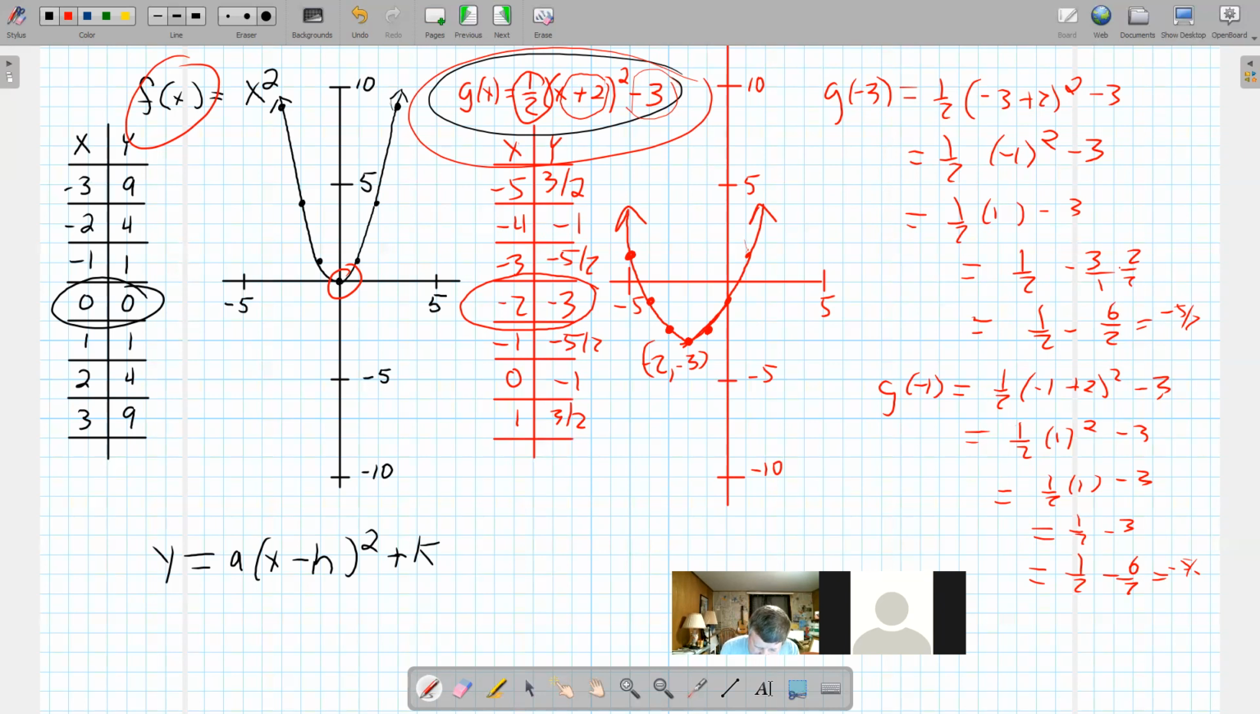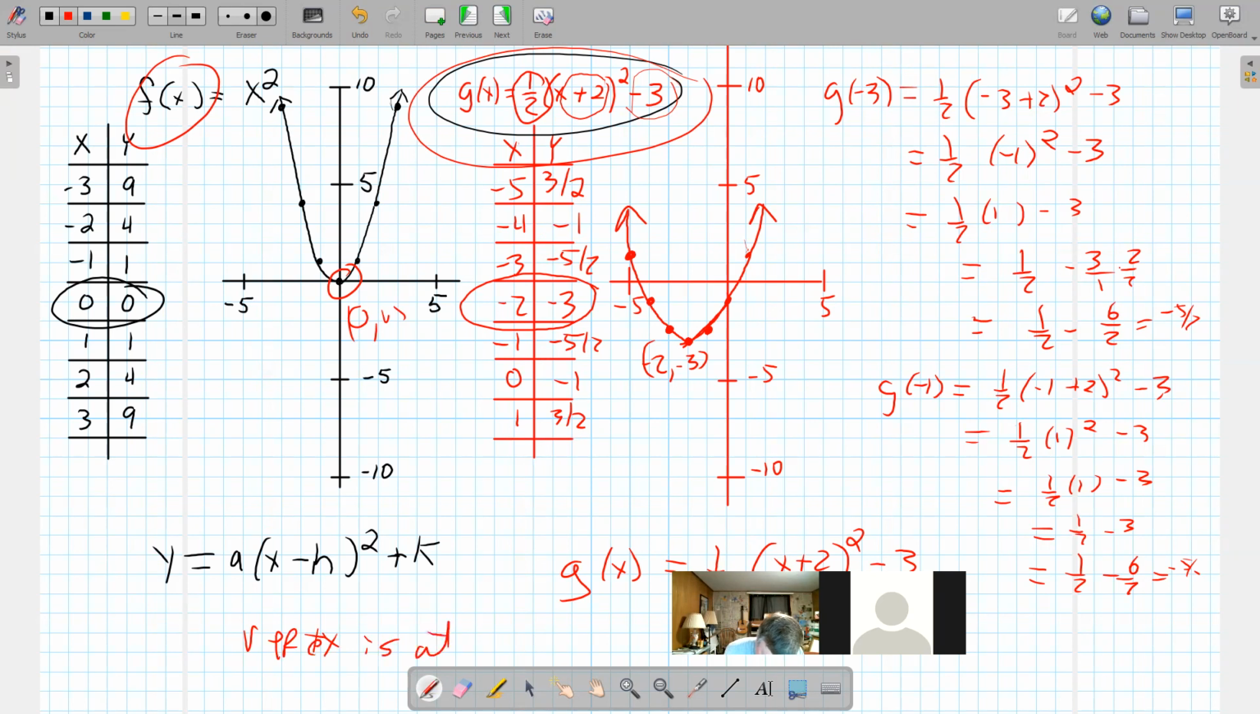Okay, let me write that function again. G of x is 1/2 x plus 2 squared minus 3. So because a was greater than 0, the parabola opened upwards. It moved to the left 2 units. So the vertex shifted to the left 2 units. So it went from 0, 0 to -2. And then it went down 3 units. So -2, -3.